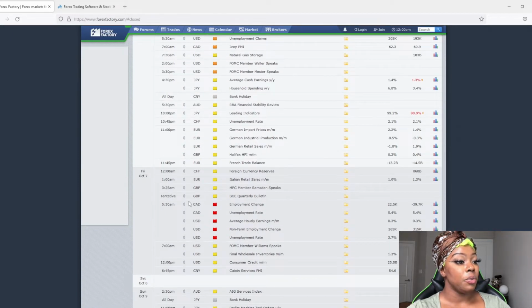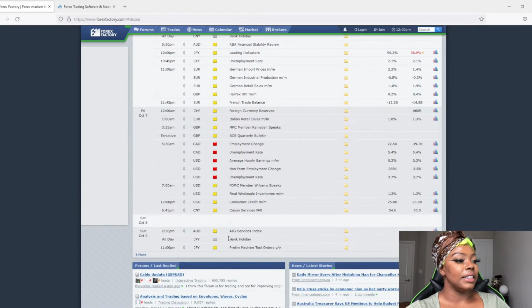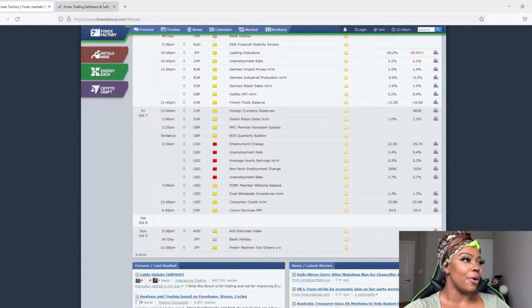Friday, we got some heavy stuff. We got our heavy hitters coming in at 5 in the morning for the CAD, the Canadian dollar, and the US dollar. We have unemployment change, the unemployment change rate, the average hourly earnings, the non-farm employment change, and the unemployment rate. Now, this is one of those cycles where the Canadian dollar and the US dollar happen to put out both of these reports at the same time. So Friday is going to be a heavy day, let me tell you. Saturday, nothing. Sunday, we'll look into that next week.